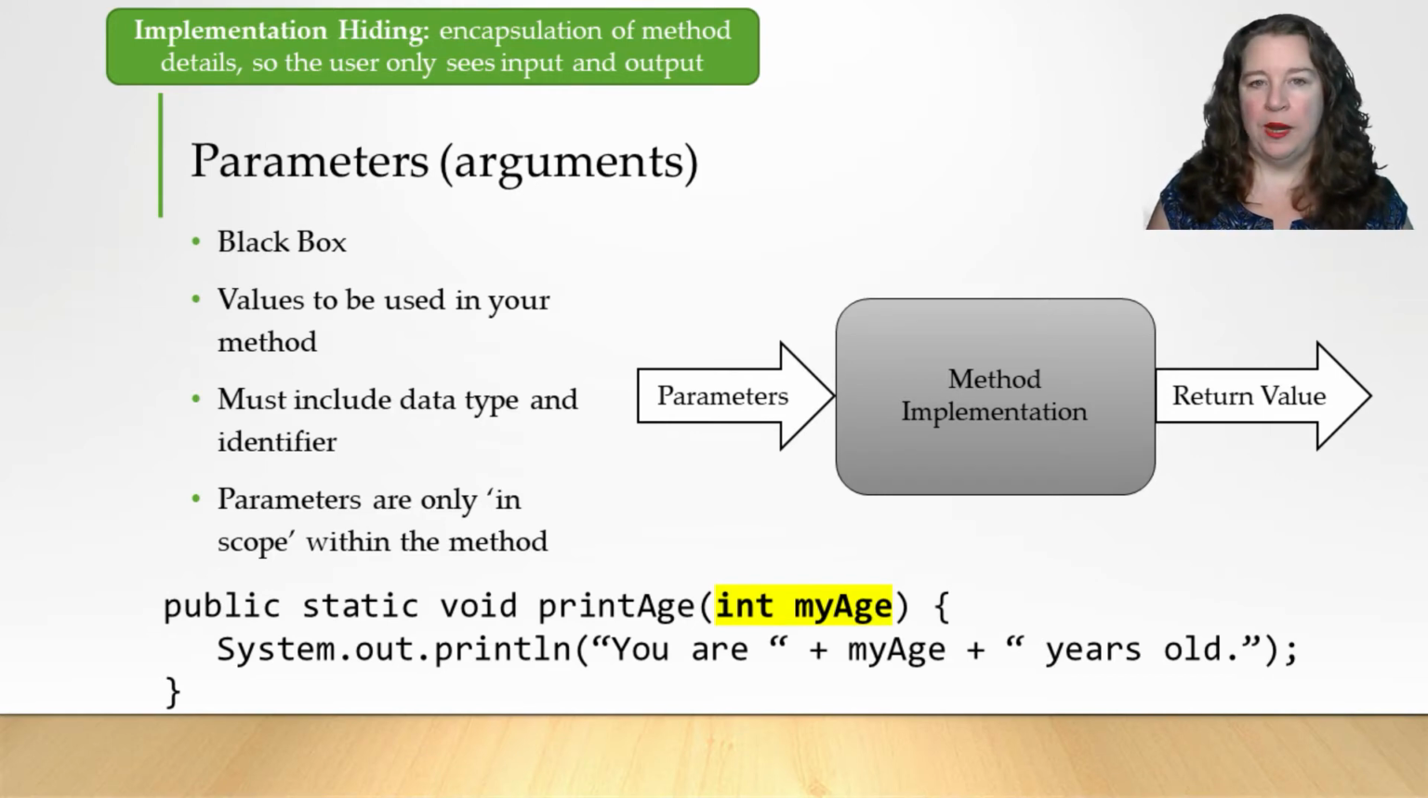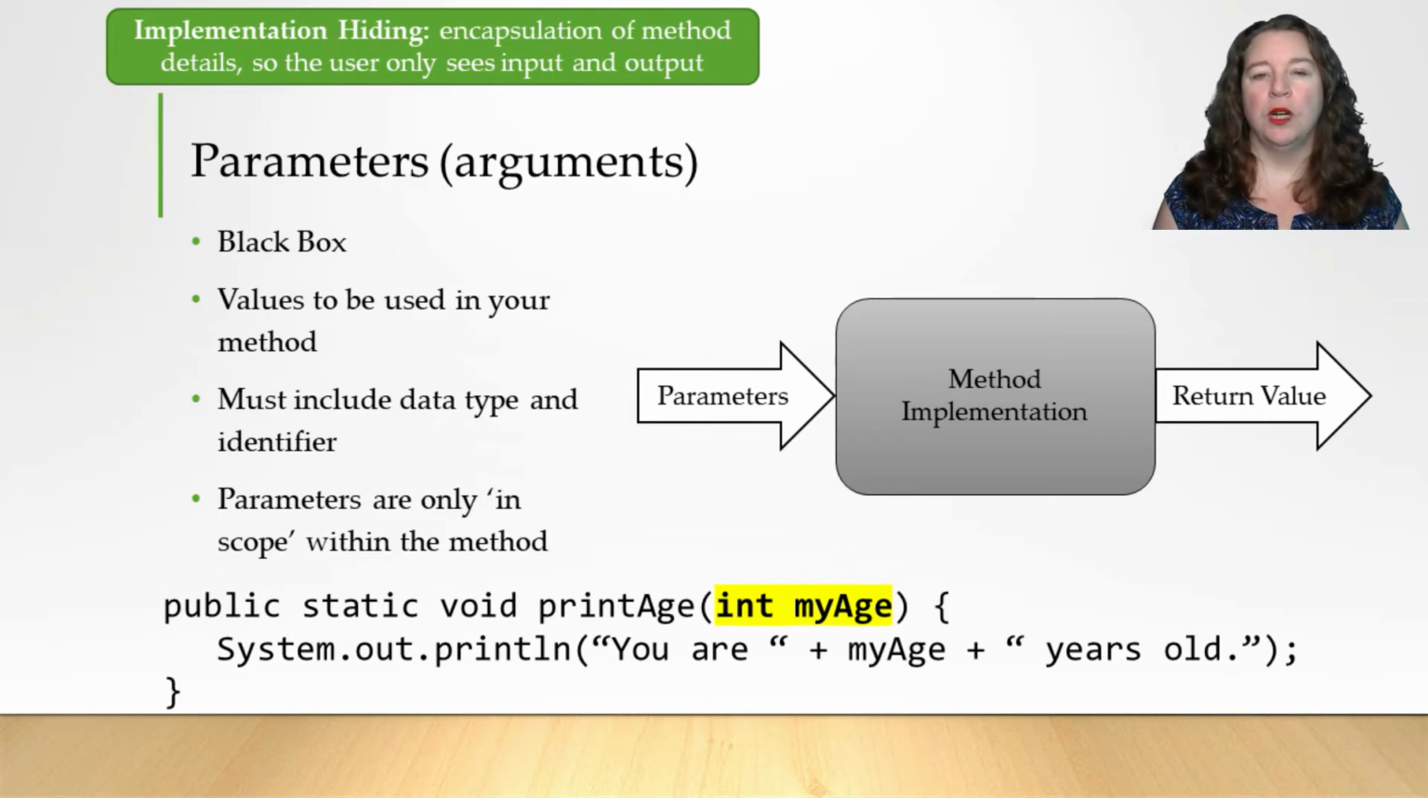When we pass parameters, you have to include the data type of the parameter and then a variable name for that parameter. So in this case, my print age method has a parameter of what is my age. So int myAge. And then it's going to print out using the System.out, what is your age? How old are you?